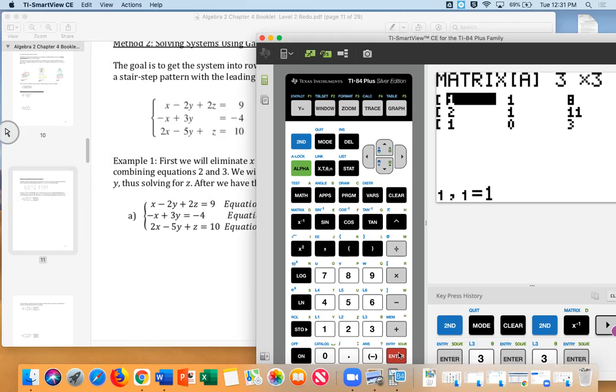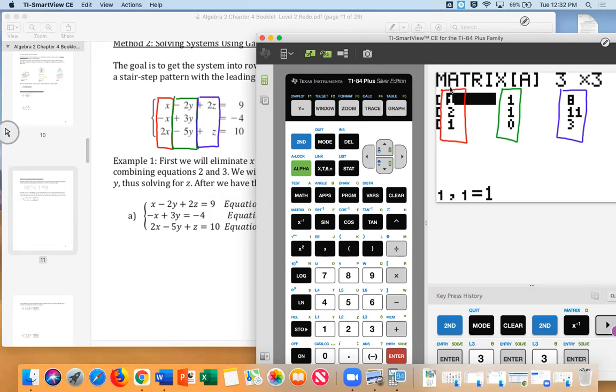Now you're wondering, where do these numbers come from? They are the coefficients of the variables. The first column is your X column. Notice the X's are lined up. This column corresponds to this column. This column is going to correspond to this column. Last but not least, this Z column will correspond to this column.